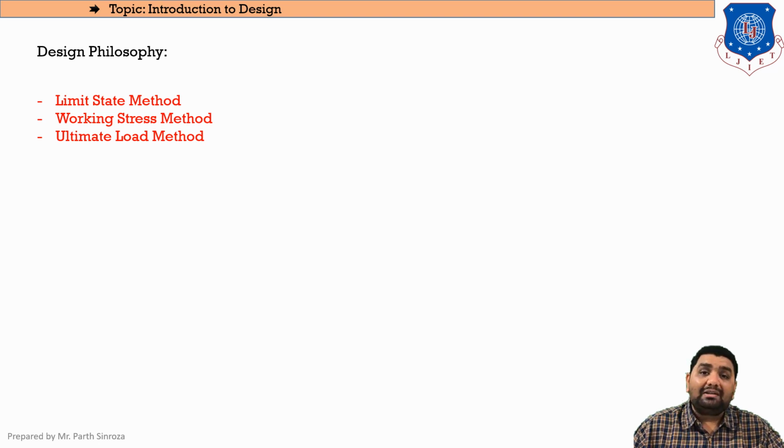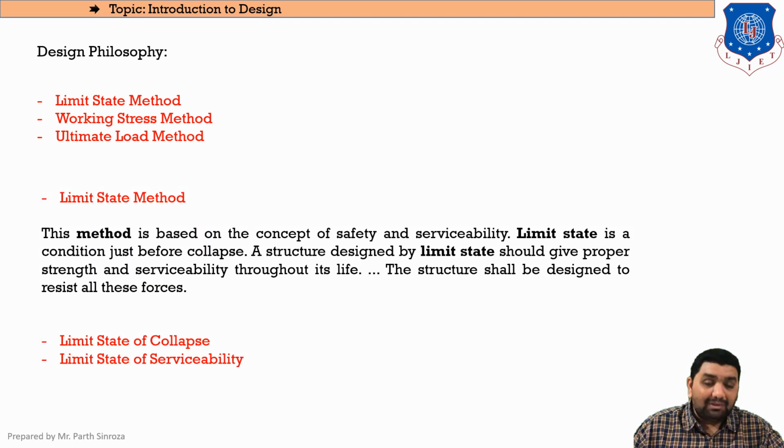Now basically, what are the differences between these three cases, that is the limit state method, working stress method, and ultimate load method. So first we will be looking at the limit state method. As you can see here, this method is based on the concept of safety and serviceability, that the construction or the building that is to be used should fulfill the criteria of its purpose. That means if the building is used for residential purpose, the main focus will be to make it serviceable for the residents to live in.